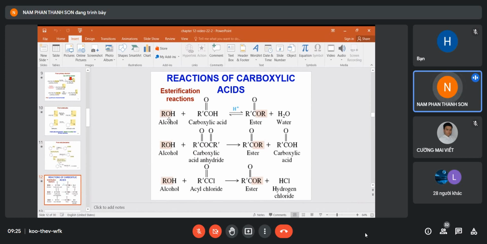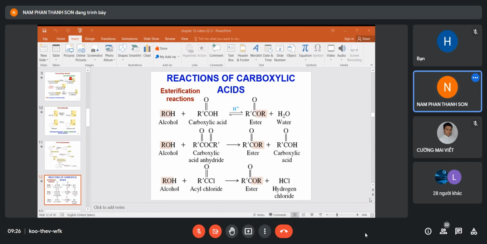Remember the oxygen with single bond in the ester is the oxygen from alcohol, not from carboxylic acid. Because the mechanism is this negative oxygen will attack the positive carbon here. So eventually this oxygen is from the alcohol, not from carboxylic acid.